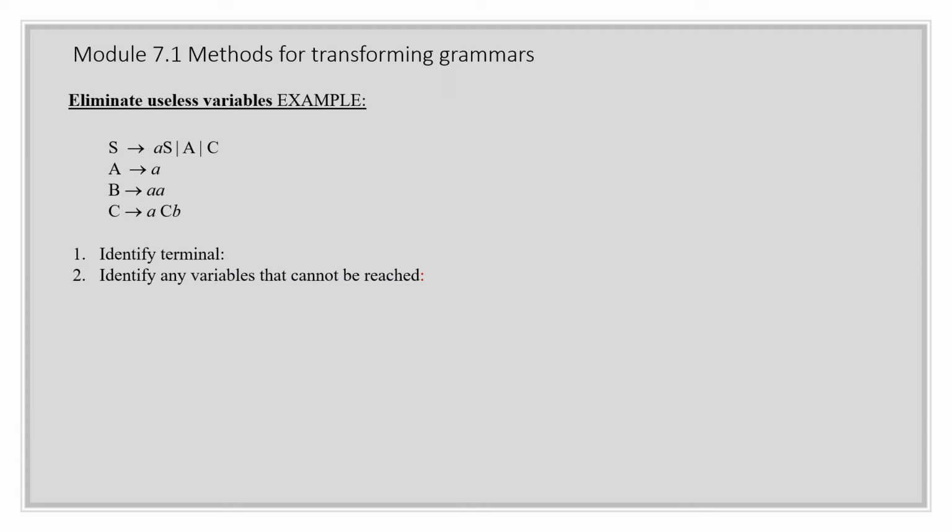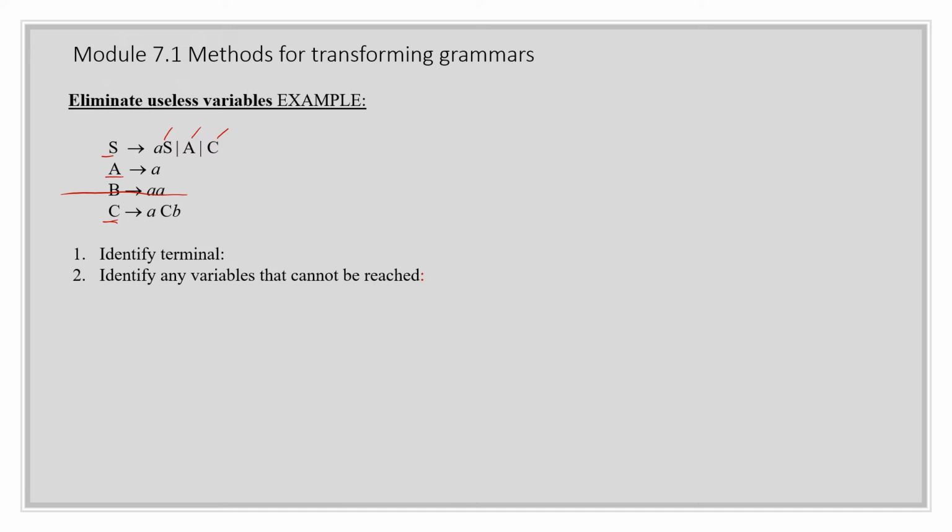All right, so we start at our start. The first thing we can notice here is that we can get to S, we get to A, we get to C. So A will get there, C will get there, but we will never get to B. So B is obviously going to be a useless variable, right? We're never going to get to B. There's no way to get there.